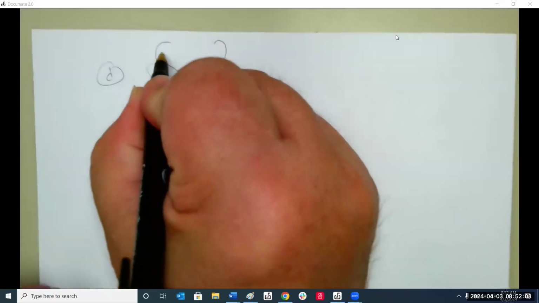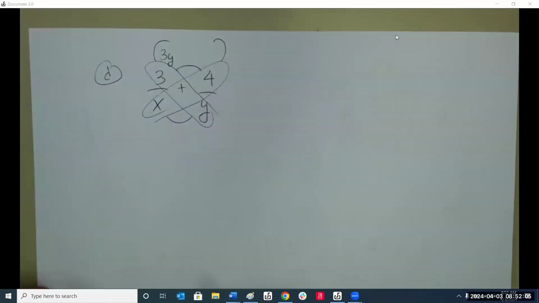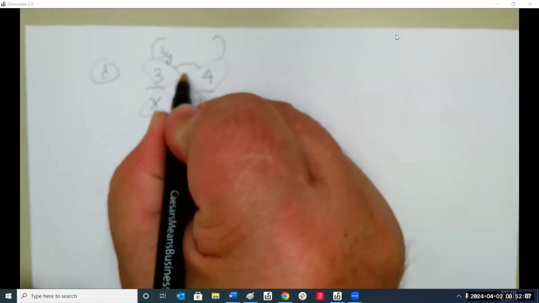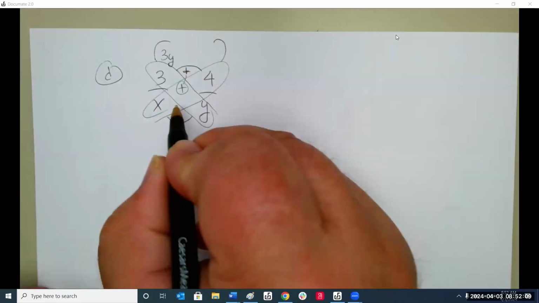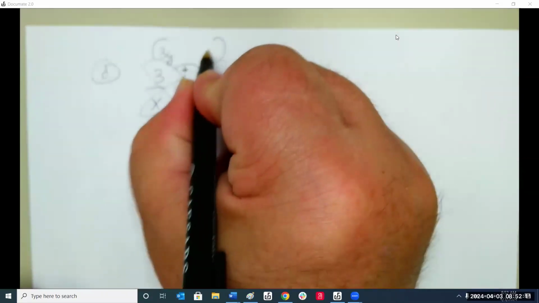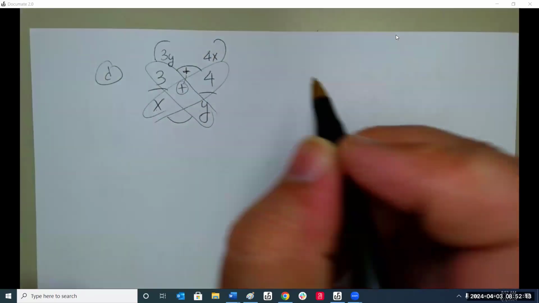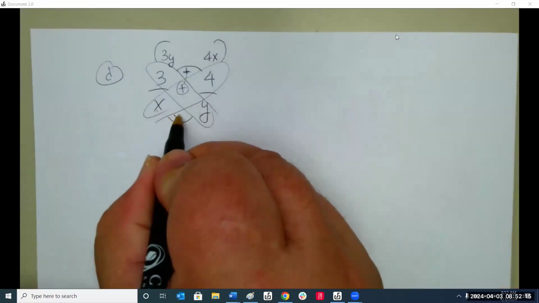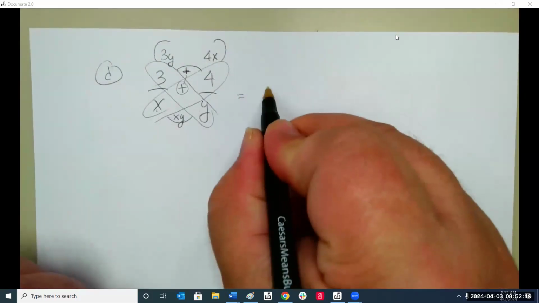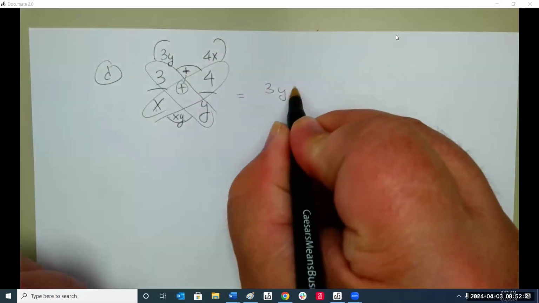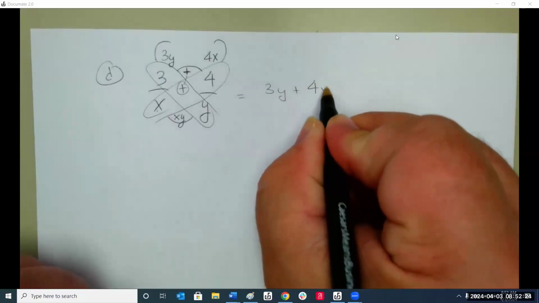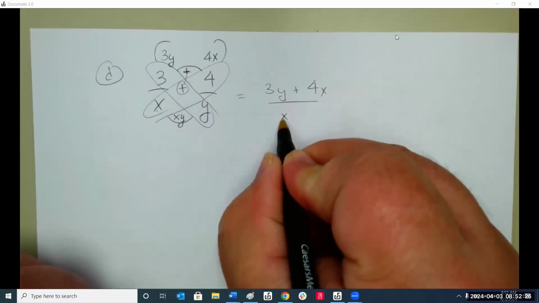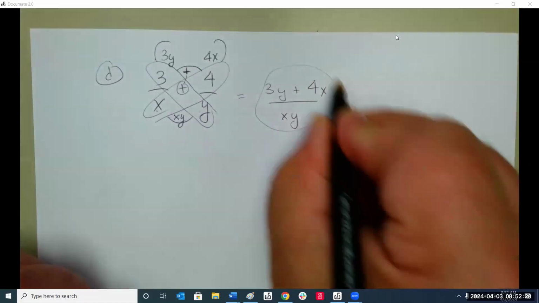So 3 times y is 3y. The operation is a plus. 4 times x is 4x. And then on the bottom, xy. That's as far as we can go.